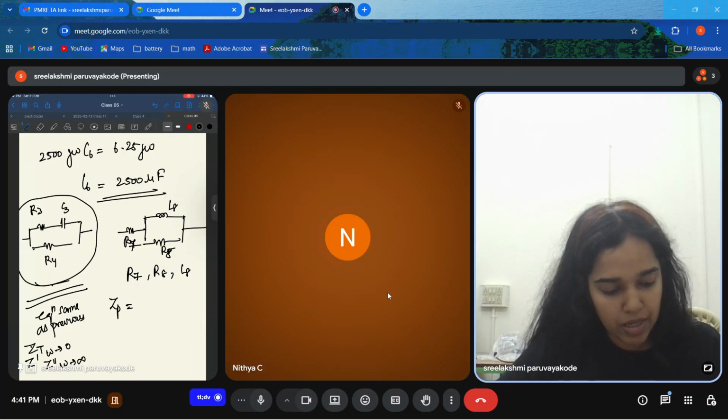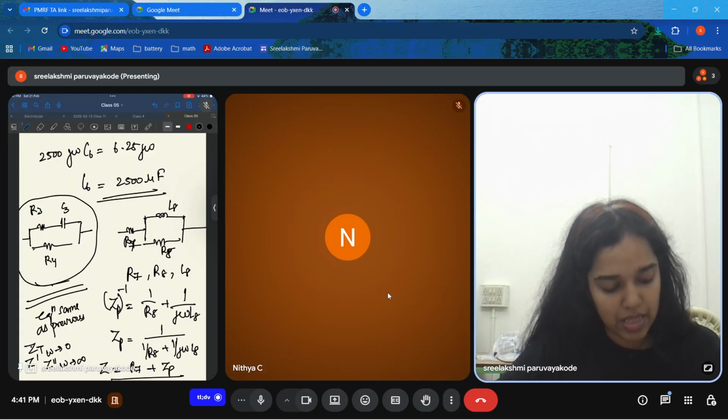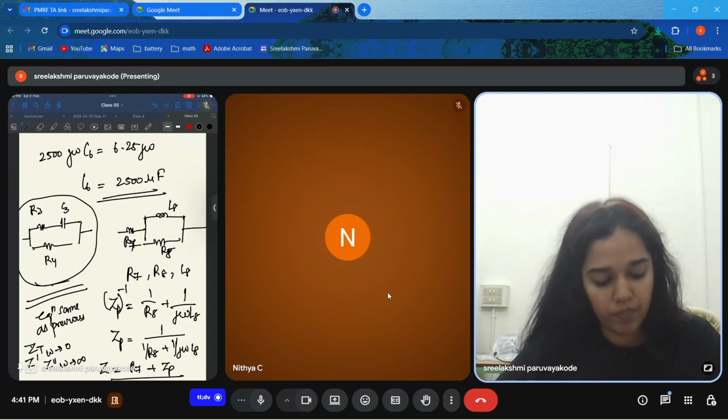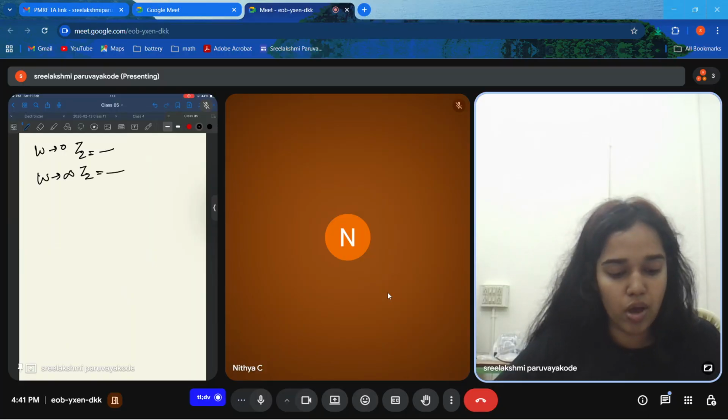In the parallel circuit, Z parallel inverse becomes 1 by R8 plus 1 by j omega L8. Then total Z will become R7 plus Z parallel. From this, you will do this. Then after that, you have the Z2, for the second circuit. Then omega tends to 0, what is Z2? Find omega tends to infinity, what is Z2? You have to find it.